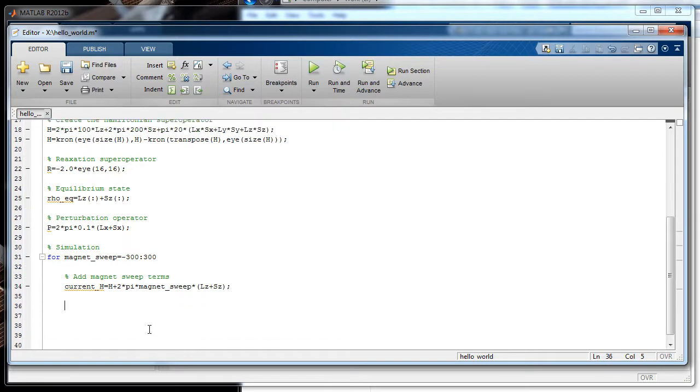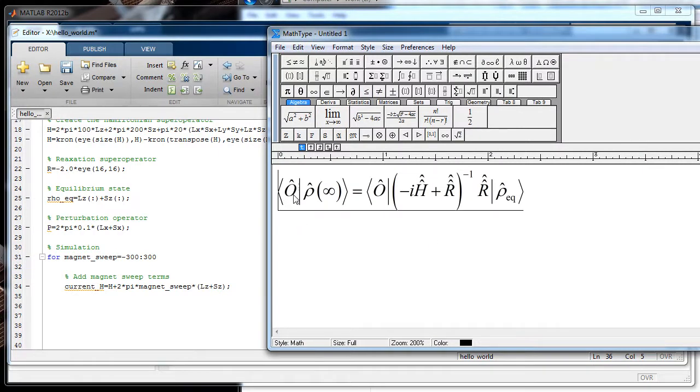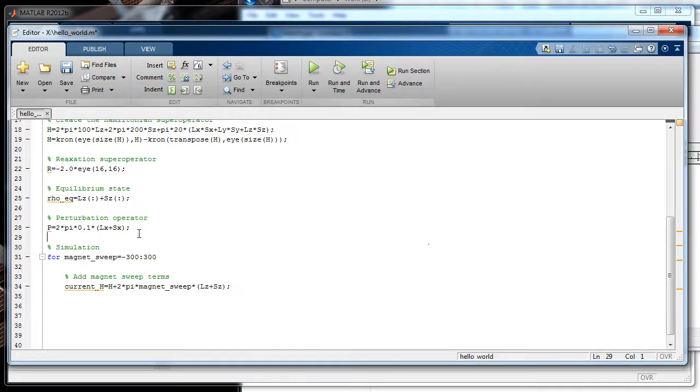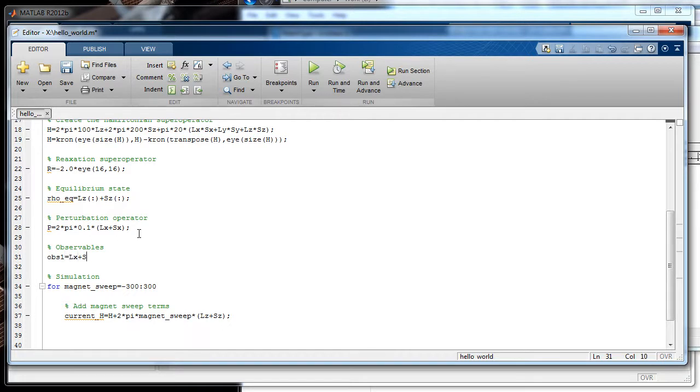Then the next thing that we need to do is to run our calculation under that current H, and for that we need the equations that we have derived here. There we are. The observable, for which we will have Lx, Ly and Lz, and Sx, Sy, Sz. So the 3 axes for the magnetization that we've got. Scalar product with this inverse acting upon this vector. So for that we need to declare what the observables are. So observables, and obs 1 would be Lx plus Sx, both stretched into Liouville space. And so similarly obs 2 and obs 3 would be Y and Z.